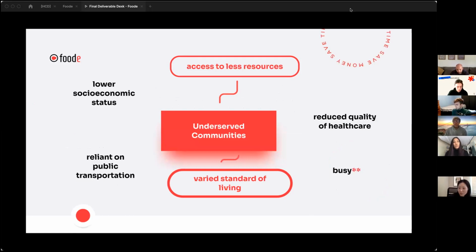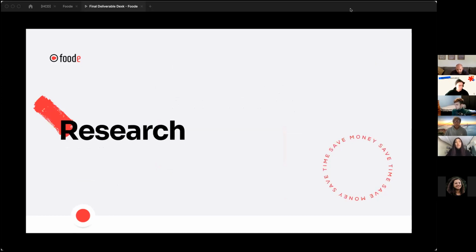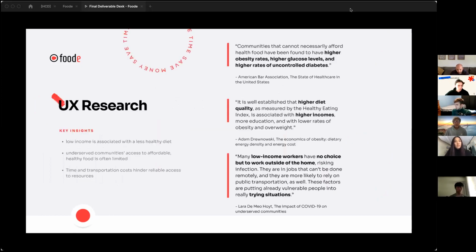Based off of this, we started doing some user experience research, and we found that some of our insights were that low income is associated with a less healthy diet, as demonstrated by the American Bar Association and Adam Drewnowski in The Economics of Obesity. They established that higher diet quality is associated with higher incomes, and communities that can't necessarily afford healthy food have higher obesity rates, glucose levels, and higher rates of uncontrolled diabetes.